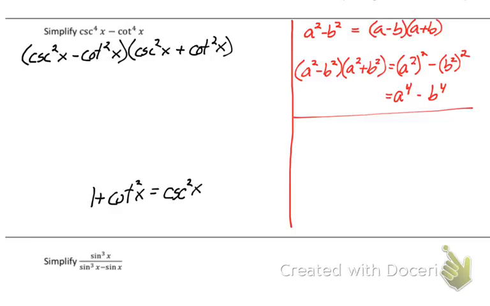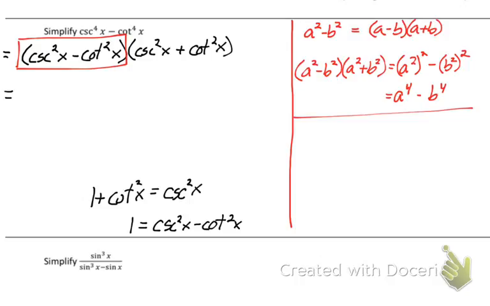It doesn't quite fit either one of those situations, so I'm going to manipulate it. These both have cosecant followed by cotangent, so I'm going to subtract cotangent squared from both sides, so I can rewrite this as 1 equals cosecant squared x minus cotangent squared x. So anytime I see cosecant squared x minus cotangent squared x, I can replace that with 1. So that's right here. I'm going to replace that with 1.